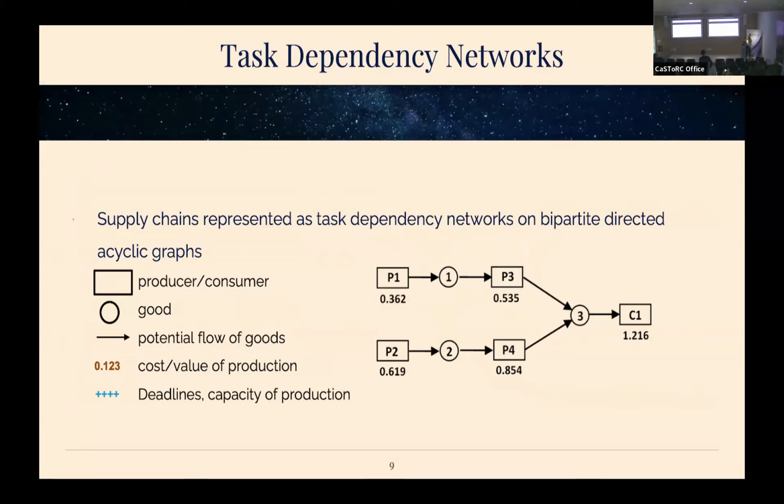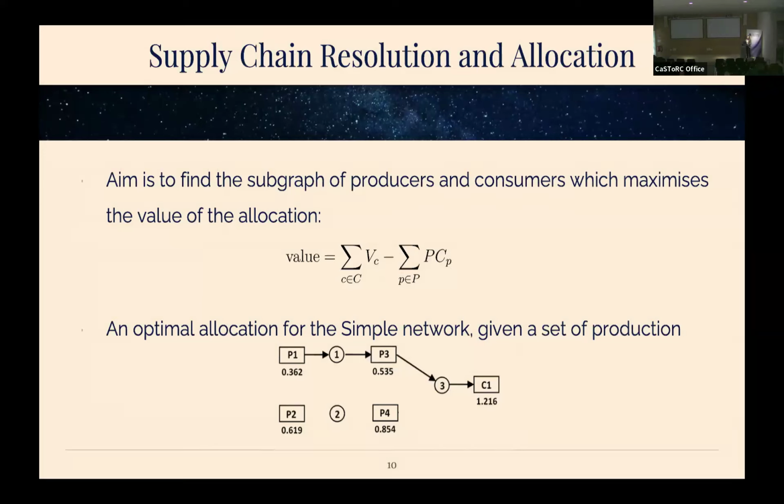So this is a task dependency network. This is the way that we formulate the problem, really. The arrows, remember, show what's possible, the potential flow of goods, not the agreed one in the end. And the point is to find the subset of this network that maximizes the value of the allocation. And the value of the allocation is the sum of the consumed value minus the sum of the producers' costs. So for these numbers, one optimal allocation for this simple network is the one that you see there. Producer one sells good one to producer three, and producer three then makes good three, which is consumed by consumer one for these particular values. So this is the aim. This is where we want to reach.